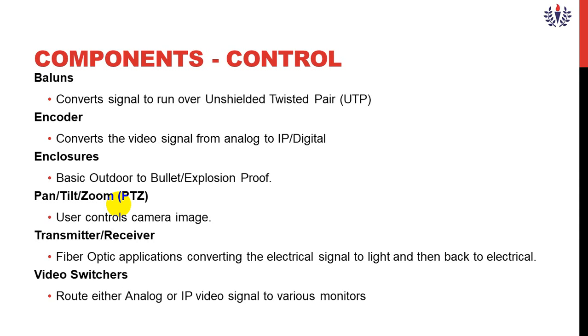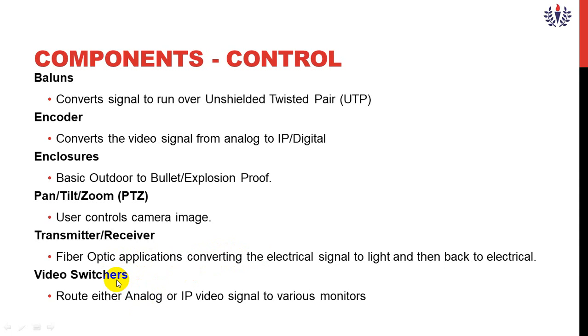One is the encoder. The main purpose of the encoder is to convert the video signal from analog to digital. Balun converts the signal to run over unshielded twisted pair. Enclosures are the basic outer tube, bullet or explosion proof. PTZ stands for pan tilt zoom. These are the technical words used in CCTV. P stands for pan, T for tilt, Z for zoom, which lets the user control the camera image. Transmitter receiver, in fiber optic applications, converts electrical signal to light and then back to electrical.